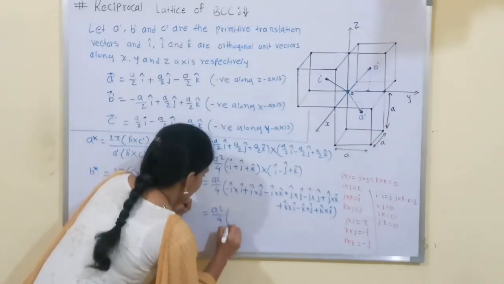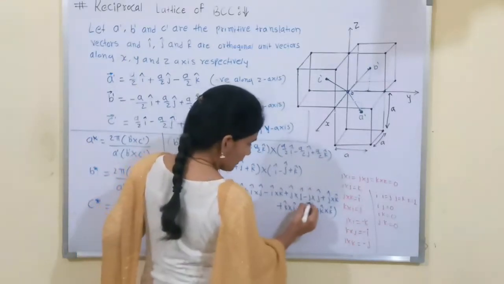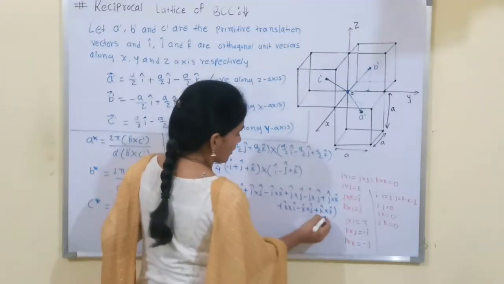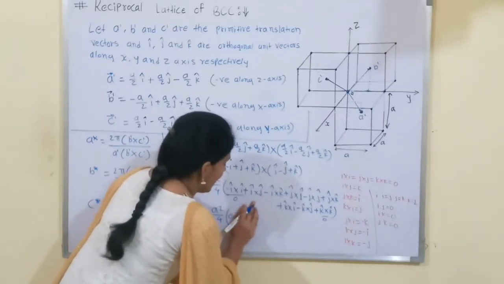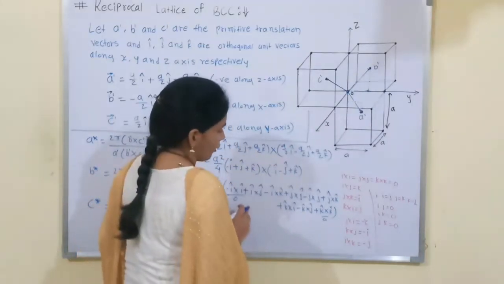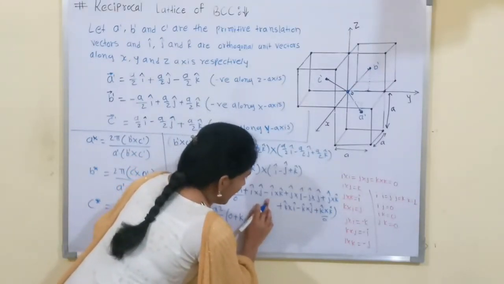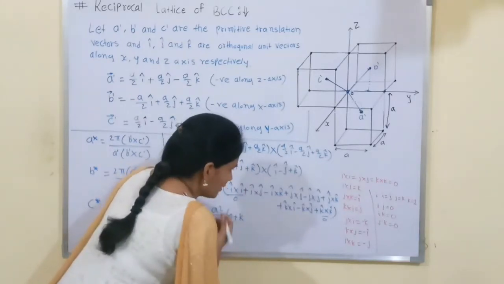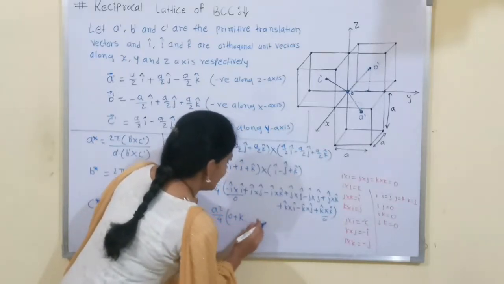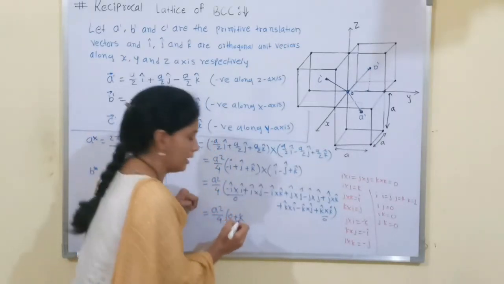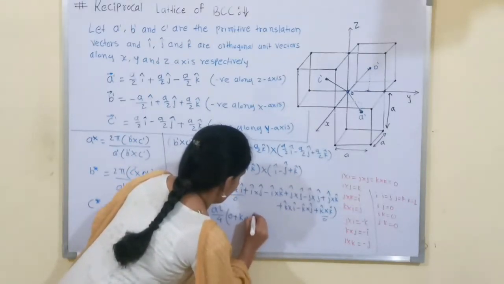A square divided by 4, as it is, this i cross i is 0. Also j cross j is 0 and k cross k is also 0. These three terms are 0. So 0 plus, what is i cross j? i cross j is k cap. This has a minus sign, and i cross k is equal to minus j, and here we have a minus sign also. So minus minus will be plus j cap.